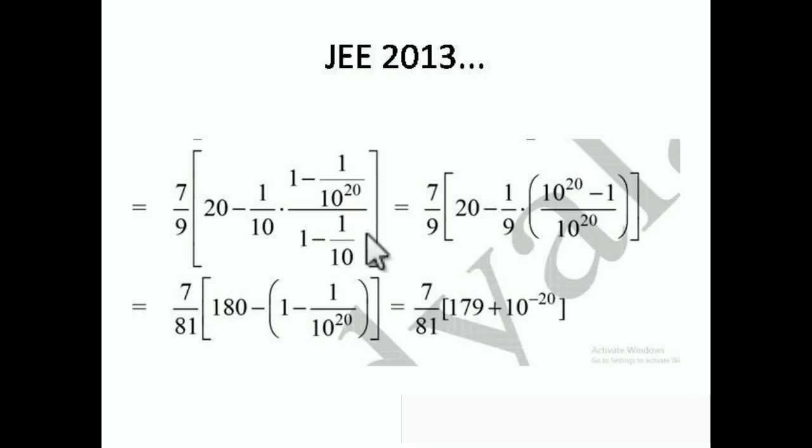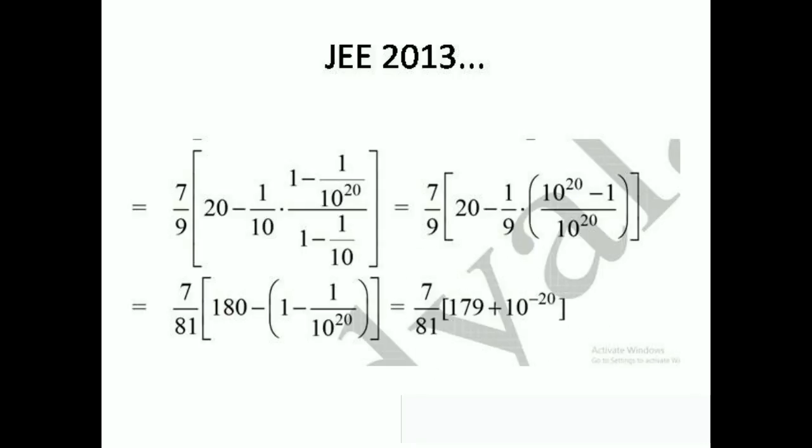So it's 10 minus 1, that is 9, and this 10 and this 10 get cancelled out. Here 10 raised to 20 minus 1 upon 10 raised to 20. Okay, so just simplify this, taking out the 9 as LCM, so it's 180 minus, if I multiply this here, then it's 1 minus 1 upon 10 raised to 20. Just separate this. So it's 180 minus 1, that is 179, and minus minus plus 10 raised to minus 20. So this is my final answer.